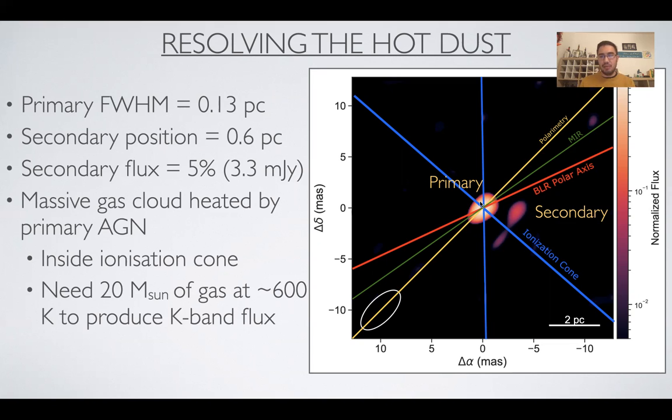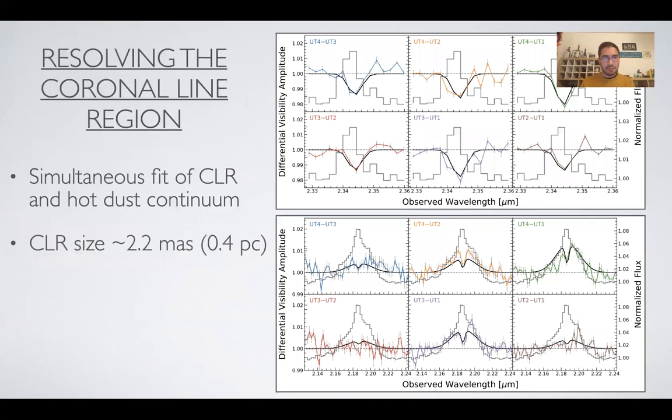So it is only with GRAVITY that we're able to spatially resolve the secondary offset source from the primary hot dust around the AGN. Now, finally, we are also able to study the coronal line region, which is composed of very highly ionized emission lines, and in this case, the calcium-8 line. And so across the calcium-8 line, we see a strong dip in the differential visibility amplitude, which indicates that the coronal line region is much larger than the hot dust continuum.